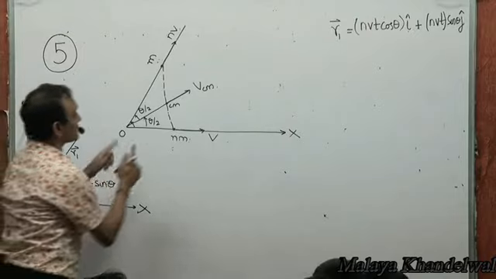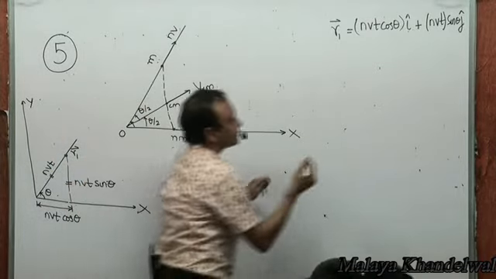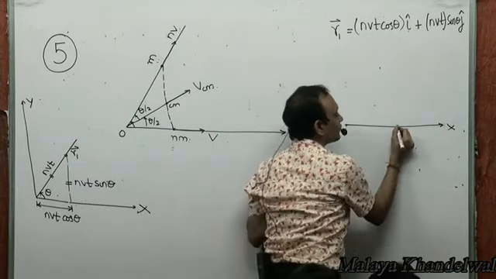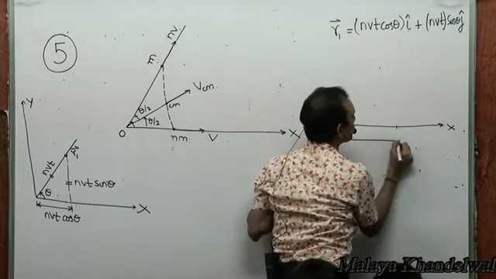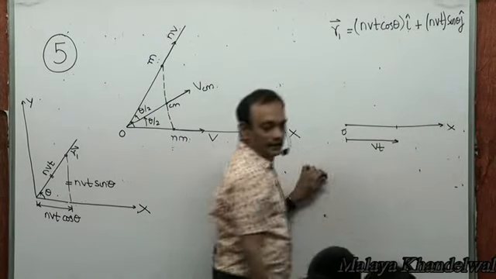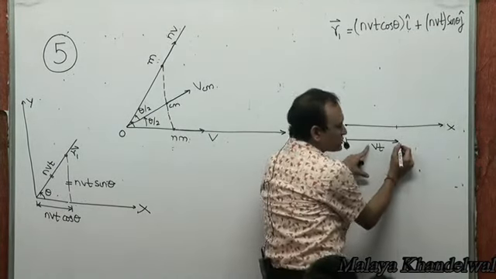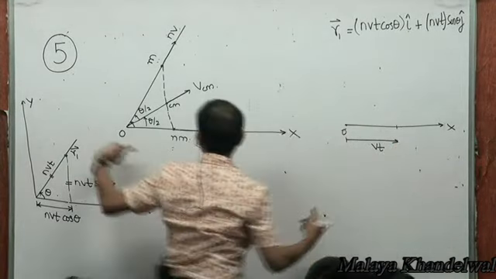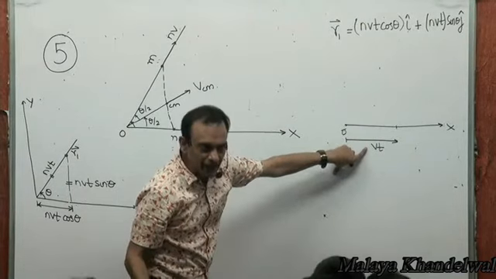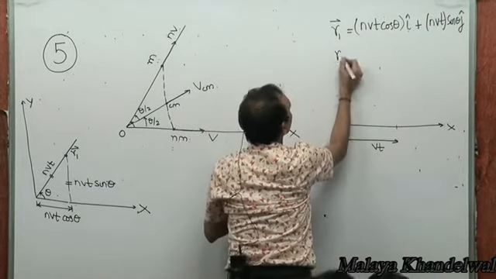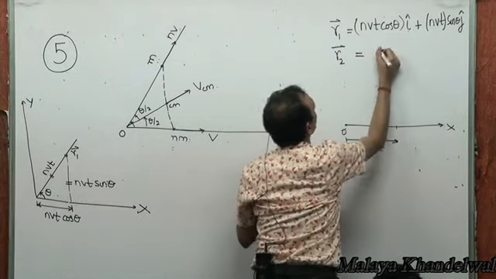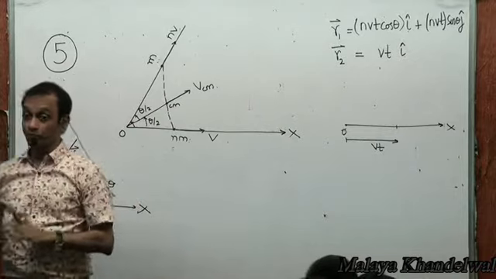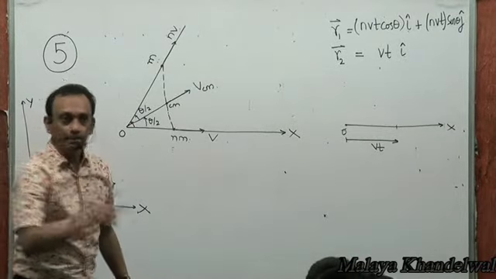Whereas in t seconds, the other particle moving along the x-axis would have traversed a distance vt, right? The position vector of this particle then would be vt i cap. So far so good, right? Now, all's good, right?